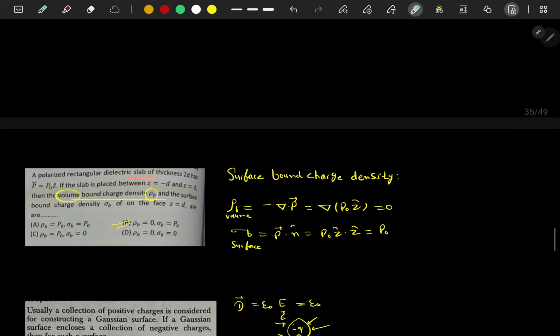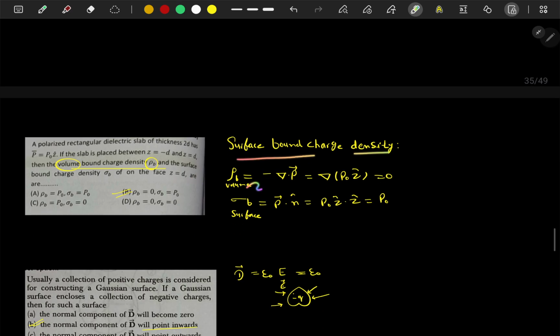Now a polarized rectangular dielectric slab of thickness 2d is placed between Z minus d to Z plus d. Then the volume bound charge density rho b and surface bound charge density sigma b on the surface Z equal to d are... So what is surface bound charge density? Rho b for volume and sigma b for surface. What is this? Minus del dot P and P dot n cap. So del dot P is the bound volume charge density, and for the surface, it is P dot n cap, and it will be P naught.